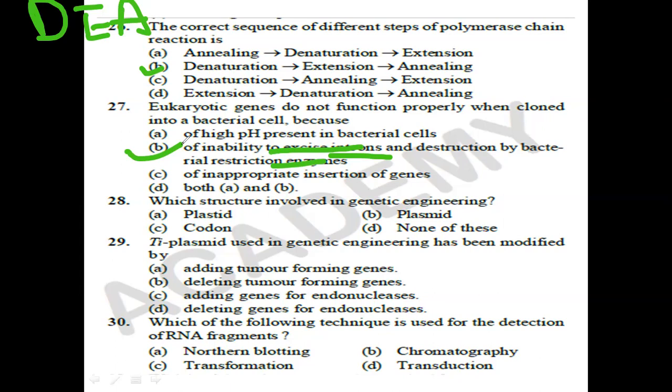Next, which structure is involved in genetic engineering? Is it plastid, plasmid, codon? None of these, it's plasmid. The Ti plasmid used in genetic engineering has been modified by adding tumor-forming gene, deleting tumor-forming gene, adding genes for endonuclease, or deleting genes for endonuclease. It is deleting tumor-forming genes.